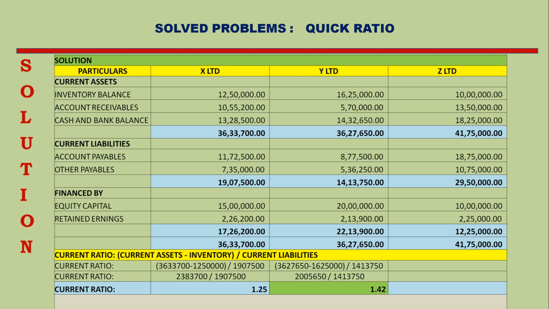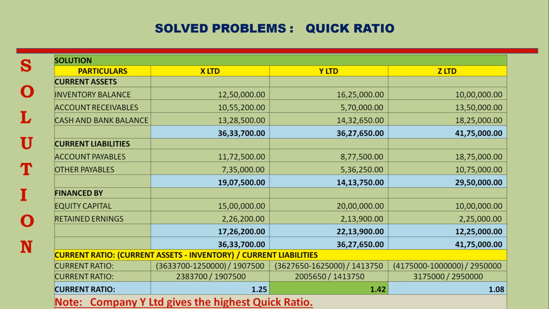Similarly, for Y Limited, the quick ratio is current assets minus inventory divided by current liabilities. 3,627,650 minus 1,625,000 divided by 1,413,750. That is 2,005,650 divided by 1,413,750. 1.42 is the quick ratio for Y Limited.